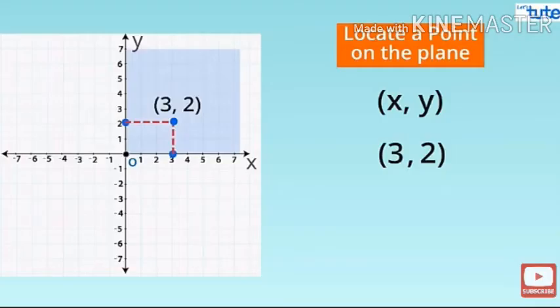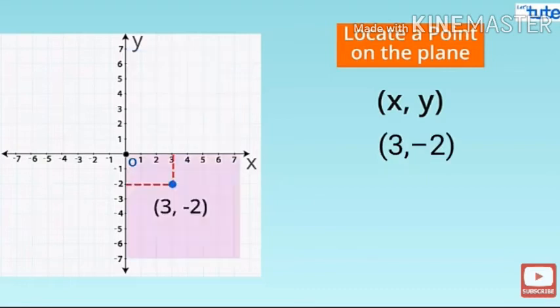Locate the point (3, 2) on the plane. Observe here, I have already indicated (3, 2) on the plane. It belongs to the first quadrant because 3 and 2 are both positive. Next example: locate the point (3, -2) on the plane. Here I have already indicated (3, -2) on the plane.